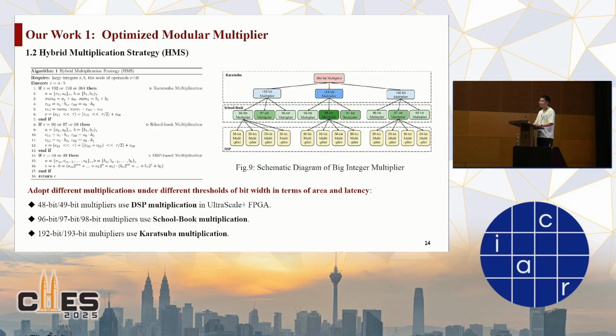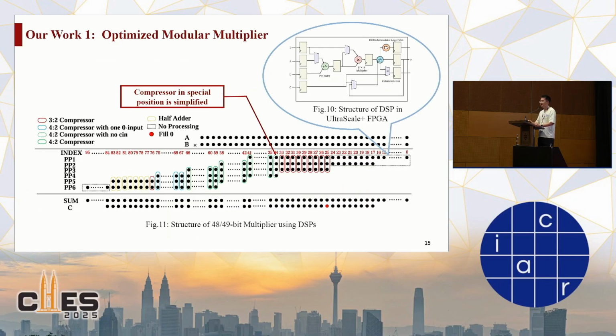As the scale increases to 192, we use the Karatsuba multiplication to save some resources. Based on this structure, we have designed and optimized some sub-multipliers. Here, we show an example in figure 11. It is the structure of 48 or 49-bit multipliers using DSPs in FPGA. The black dots in this figure represent 1 bit, and the partial products are obtained by using multipliers in DSP.